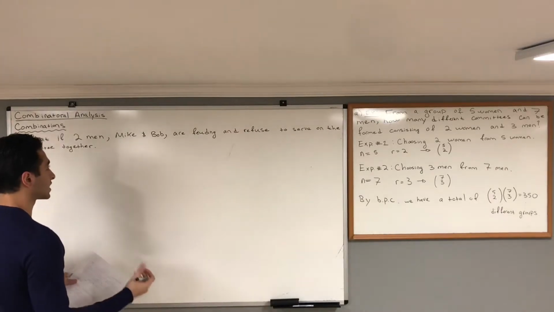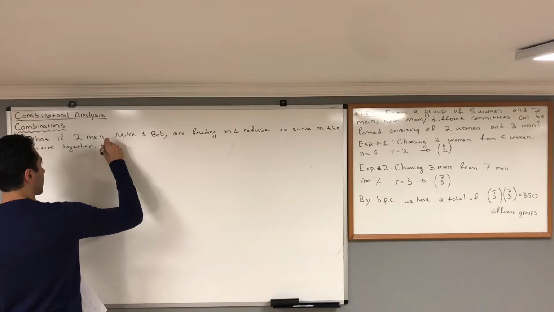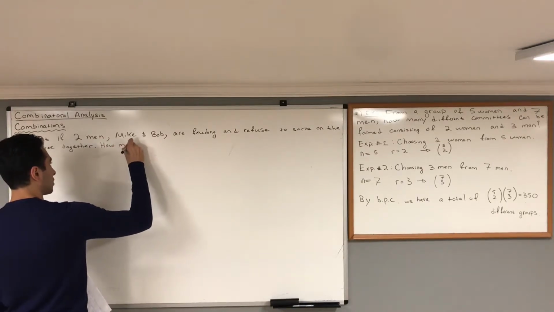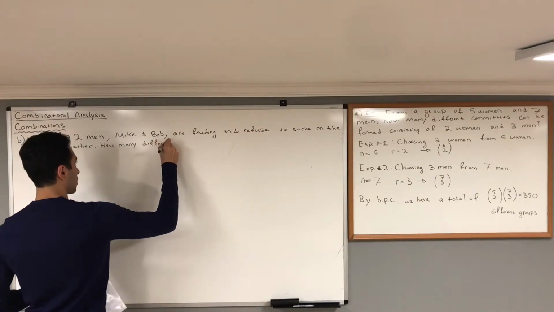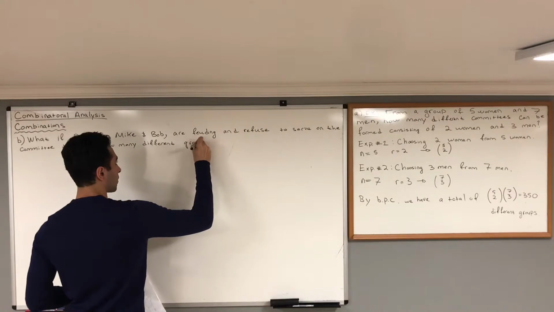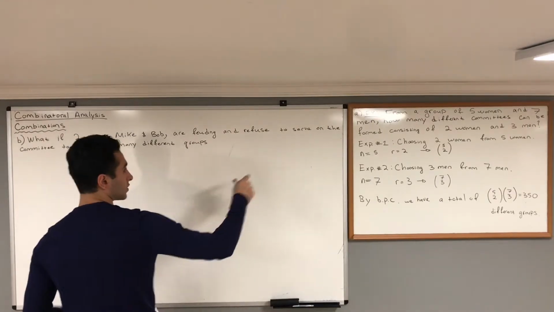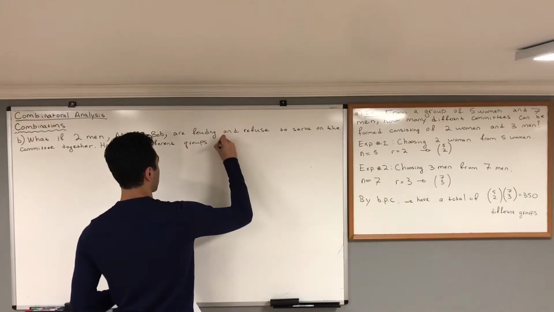And we still want to have the same question. How many different committees do we have? How many different groups do we have? Groups of 5, right? Because 2 women and 3 men. So how many different groups do we have?